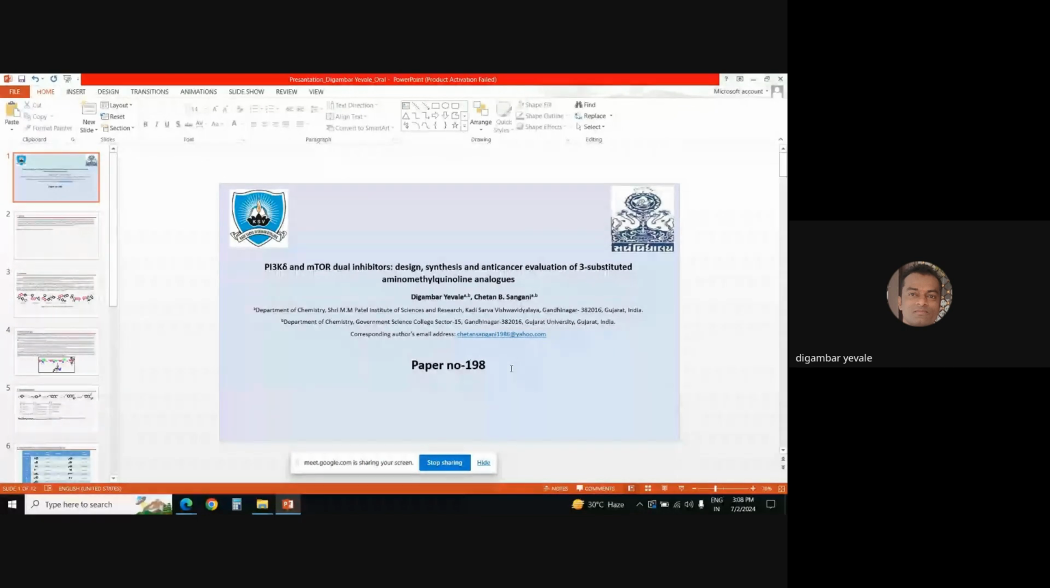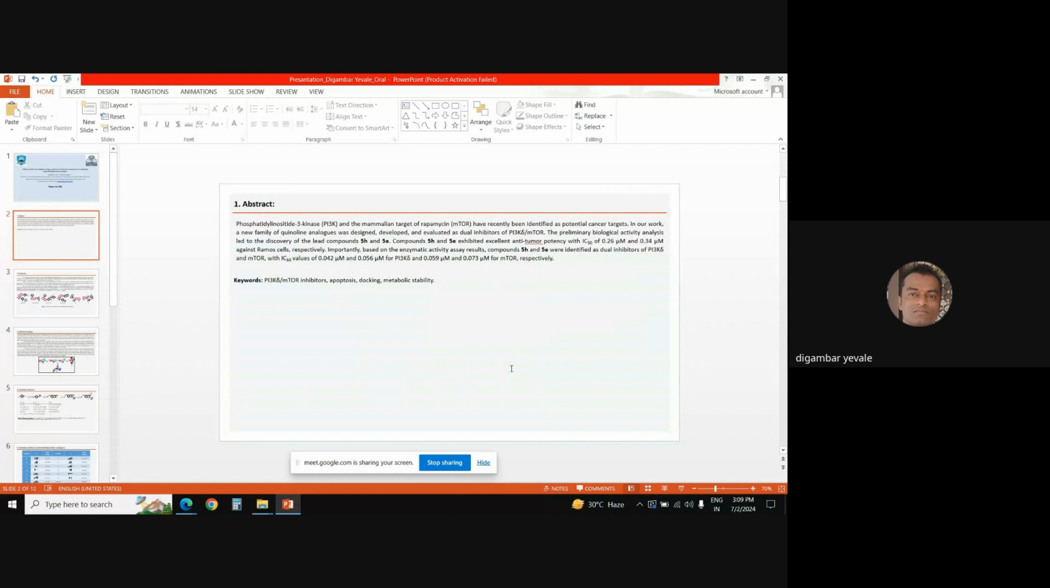The title of my presentation is PI3K delta and mTOR dual inhibitor: design, synthesis, and anti-cancer evaluation of 3-substituted aminomethylquinoline analogs. Next slide. So here, the abstract: phosphatidylinositol 3-kinase, PI3K, and mammalian target of rapamycin are two recently identified potential targets for cancer. In our work, we have synthesized a series of quinoline analogues and evaluated them against PI3K delta and mTOR.